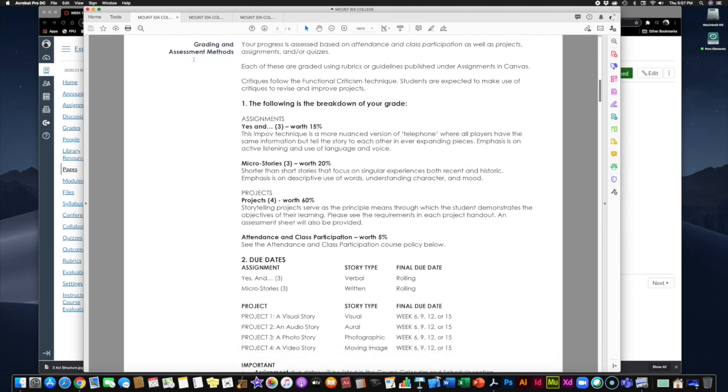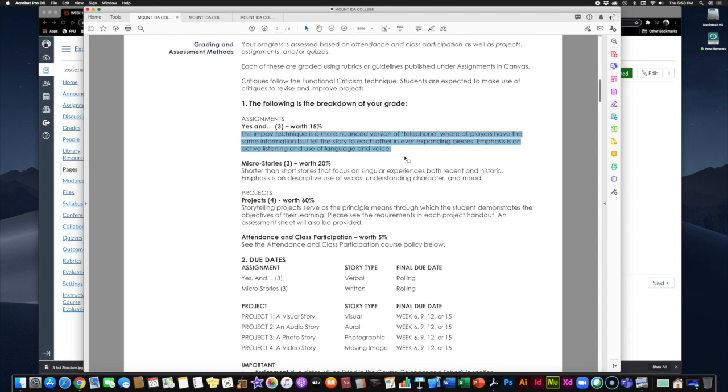This is the part I want to get to, is grading and assessment method, because this is not on our home page. Now, you will see this over in our assignments section on Canvas, but I wanted to go over it here. So for this class, we have 3 categories of assignments. We have what's called yes ands, which is worth 15% of your grade. We'll get more into yes ands later, but you can read the basic description of it here, right? It's an improv technique, which is a more nuanced version of telephone. If you ever played a telephone game when you were a kid, you know what I'm talking about. Where all players have the same information, but tell the story to each other in an ever-expanding system of pieces. Emphasis is on active listening and the use of language and voice.